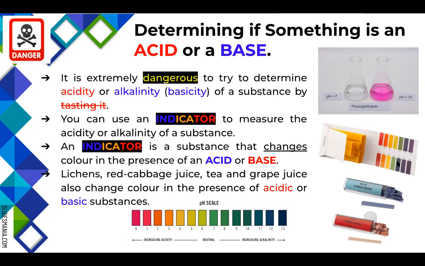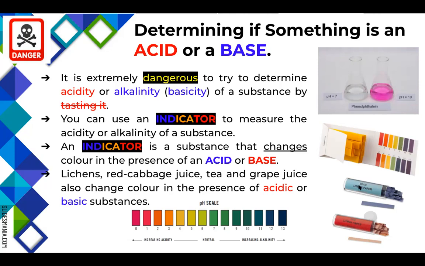We also have this, we're going to look at this closer. These are universal indicators, which are very helpful because they change all these different colors based on the pH they've been exposed to. You can use this one paper to tell you whether you have an acid or base, and it'll basically tell you around what the pH of your substance is.